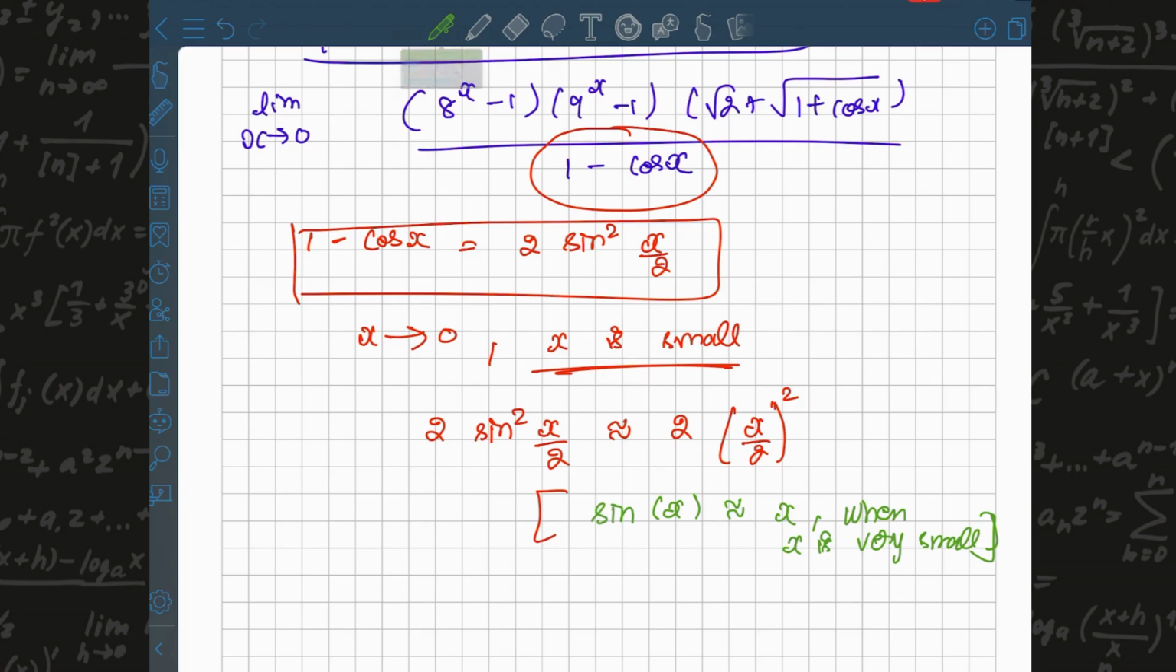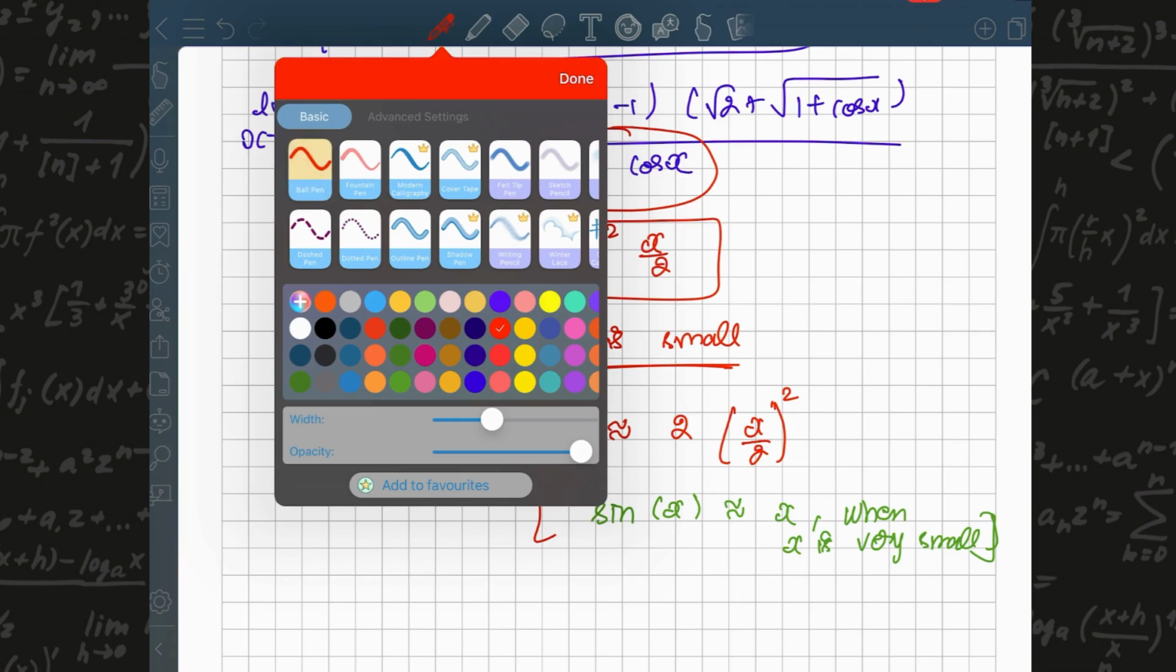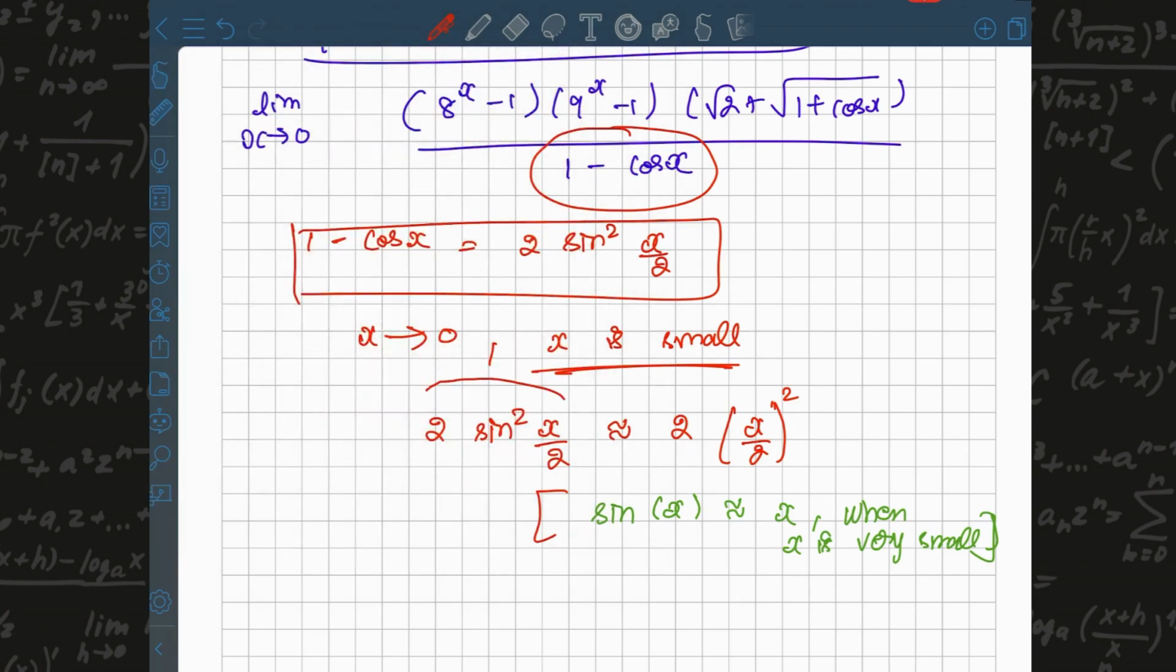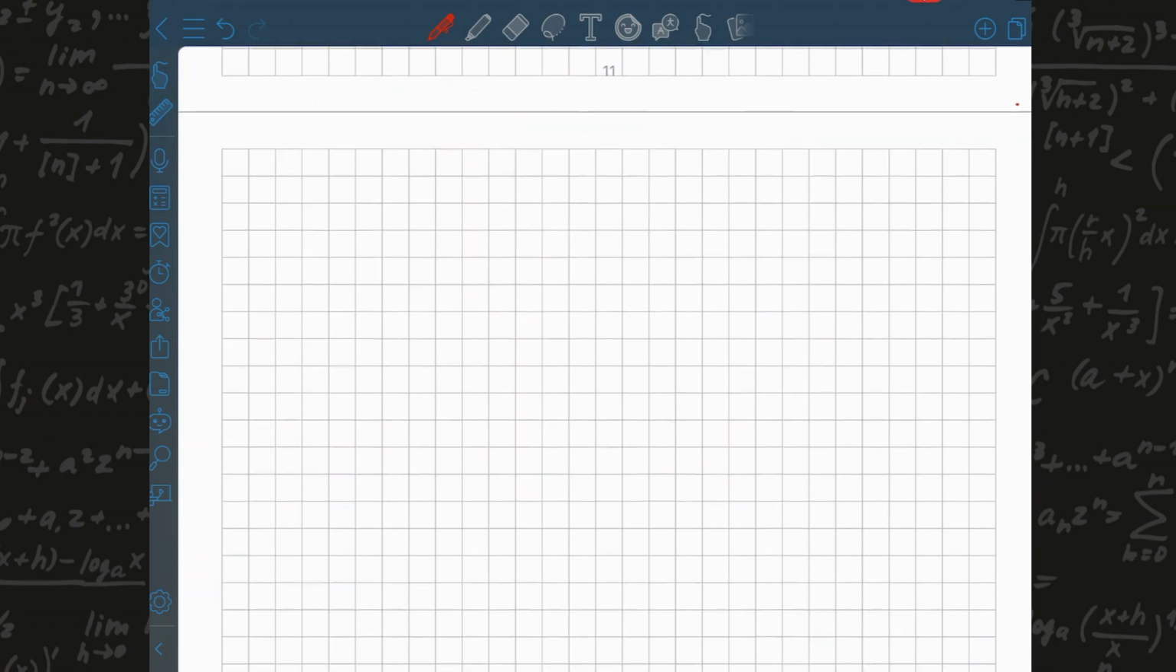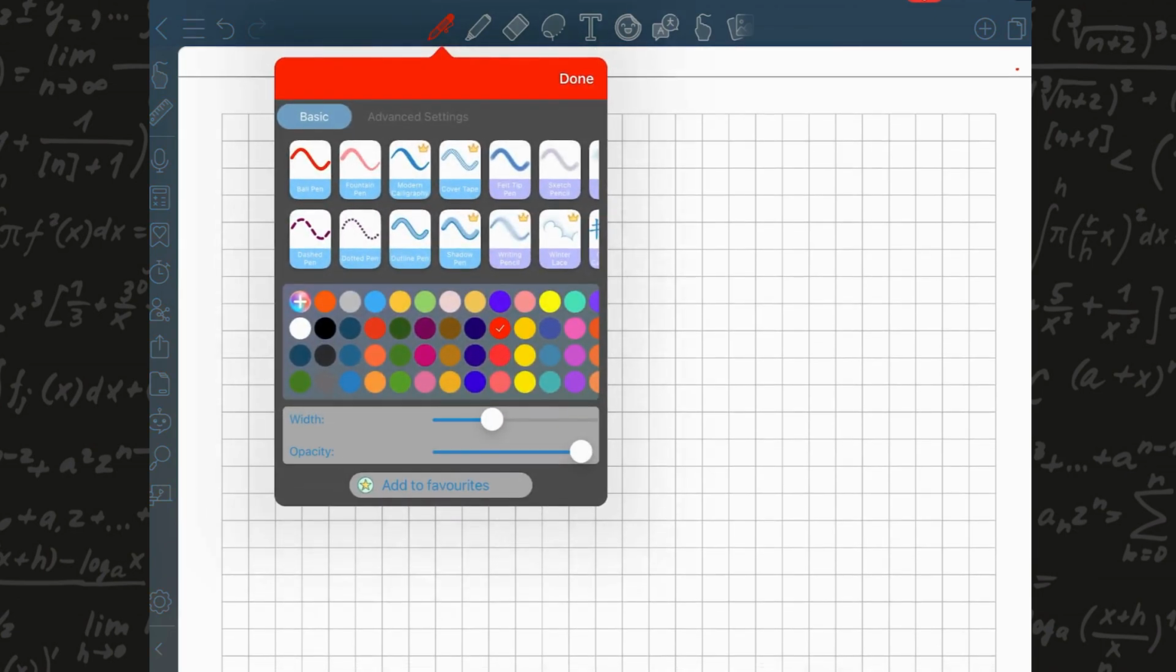So what happens is this: we have converted this cos x into the sine format, and the sine is converting into x format. So it is 2 x by 2 to the whole square. Okay, so we can write it as 2 x square by 4. This cancels, so x square by 2. So this is the simplification of the denominator part. Now let's return back to our question.